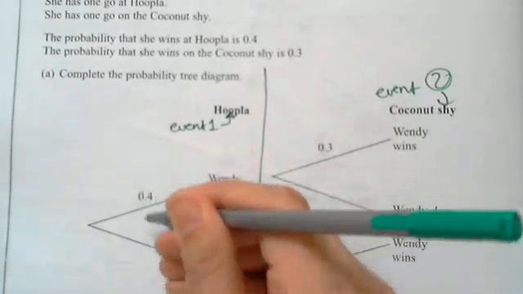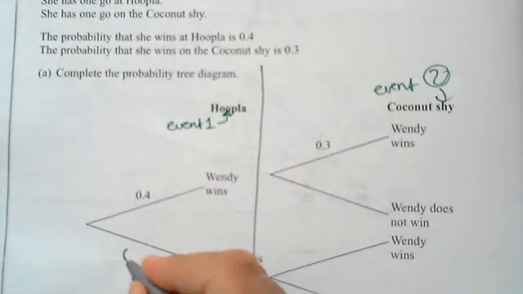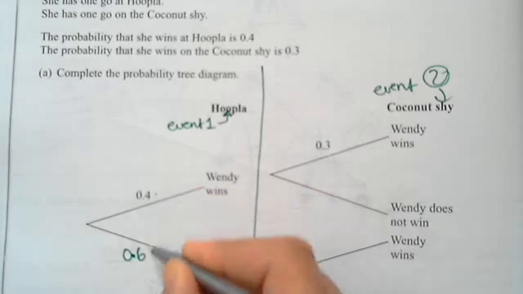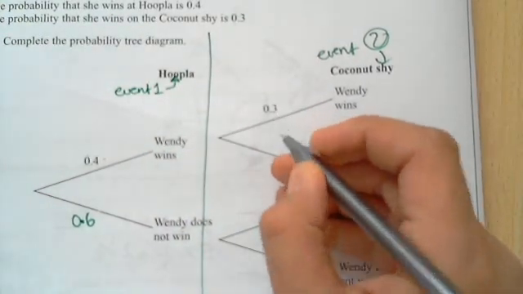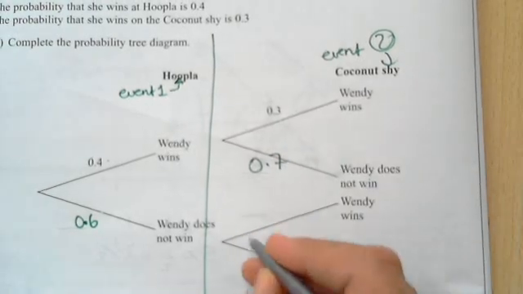So these probabilities here must add up to 1. So 0.4 and 0.6 will give you 1. 0.3 add 0.7.